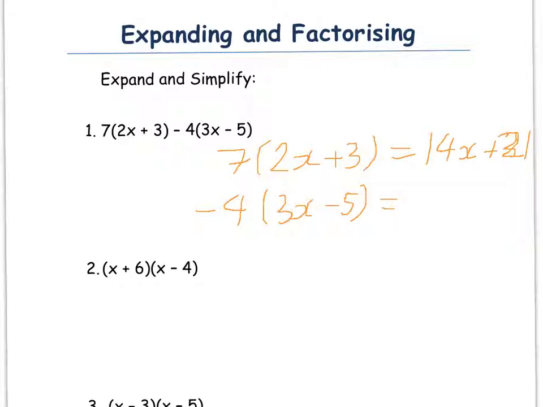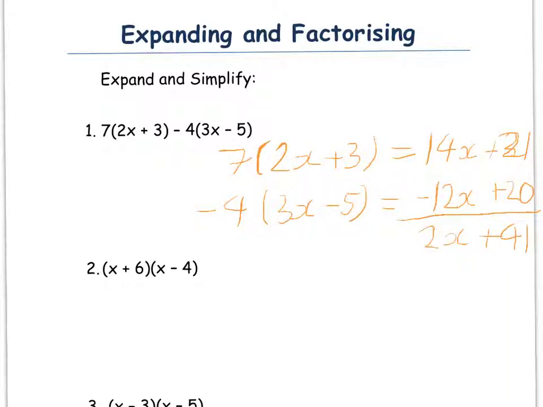And the bottom one, remember it's minus 4. So minus 4 times 3x is minus 12x. And minus 4 times minus 5. Remember, a minus times a minus gives you a positive, so that's plus 20. The last thing we can do is collect together like terms. So 14x minus 12x is 2x, and 21 add 20 is equal to 41. So our final answer is 2x plus 41.